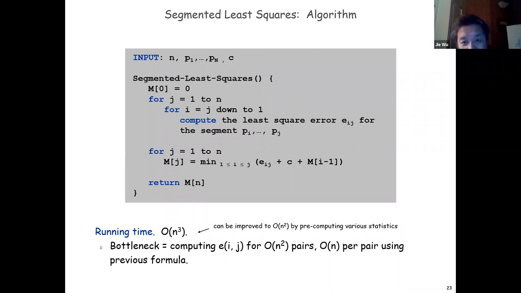Then you just do this kind of calculation. Recursive call, do this calculation. And you can do the iterative way, it's the same. So if doing it this way, the running time is n cubed. It can be improved to n squared by pre-calculating various statistics; the bottleneck is calculating for n squared pairs, with order 1 per pair using the previous formula. I'm not going to go through this detail. You can use memoization to avoid recalculation. So it's not difficult.